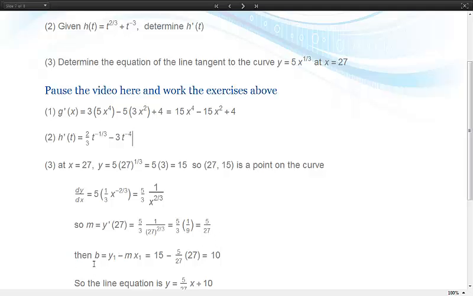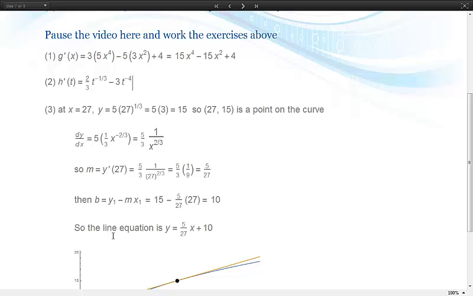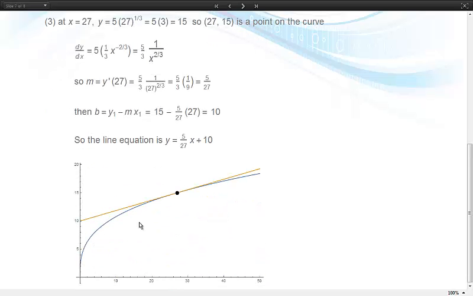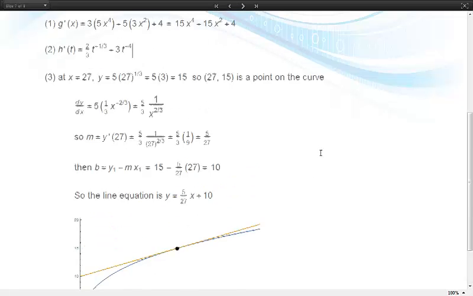Finally, the intercept is y minus mx. So I take my y value of 15 minus the slope, 5/27, times my x value of 27. That's actually 15 minus 5, or 10. So the tangent line has equation y equals mx plus b, 5/27 x plus 10. And here's a picture of the curve, the cube root of x, along with my point of tangency at 27, 15, and my tangent line with slope 5/27 and y-intercept of 10.